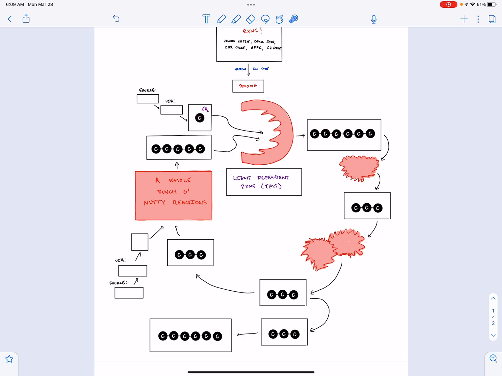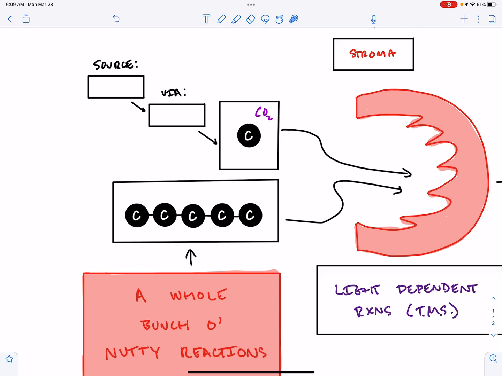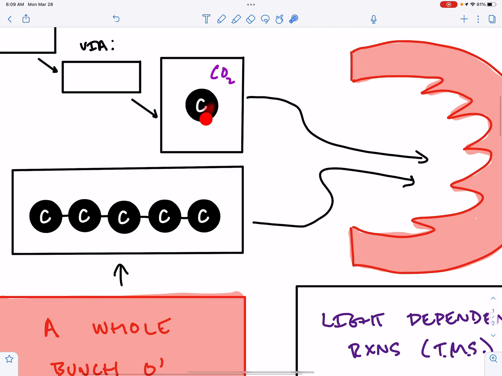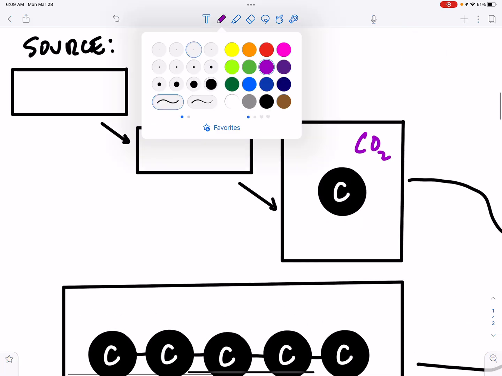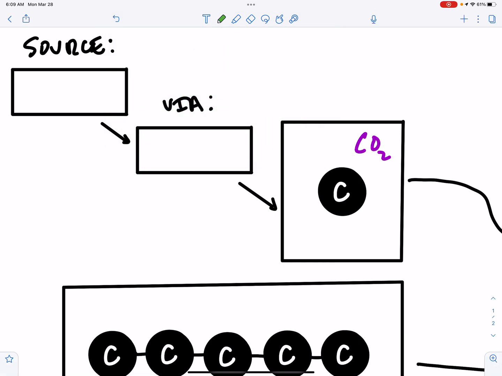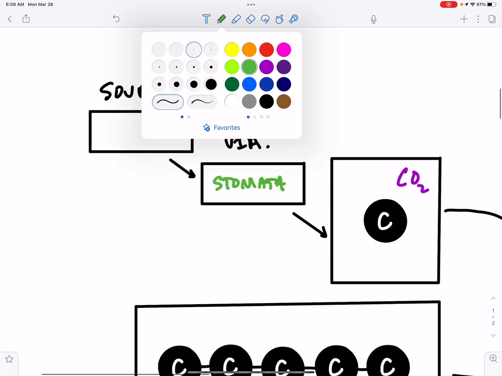Each of these black little C's represents one atom of carbon. So you'll see here, we start with CO2. CO2, as you know, comes into the plant through a structure at the base of the leaf called the stomata, or the stoma, singular, and the source is the air.